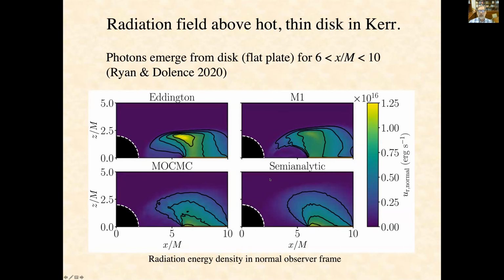So very quickly, here's another radiation transport test developed by Ryan and Dolence, basically a flat plate emitting photons between 6 and 10 M around a Kerr black hole. There's a semi-analytic solution. Here's plotting the radiation energy density from the semi-analytic solution. And here's their MOC-MC method. Again, you can see it's a little bit noisy, but it's converging to the right answer. Conversely, M1 and Eddington give you somewhat different structures, and they don't converge to the semi-analytic solution. And this is, again, this issue of photon collisions and merging. They're not actually representing the radiation transport equation, and they don't converge to the solutions for that problem. Whether that's an issue or not is a very, very tough question.